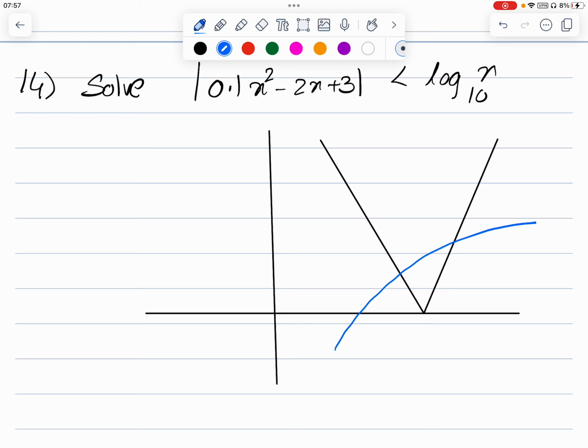Then what is he asking us to find? Where this absolute value is less than this one. So this green color region is going to be the answer. For that, I am going to find the points of intersection, one over here and one over here. So it's going to be x lies between 1.52 and 1.79 in three significant figures.